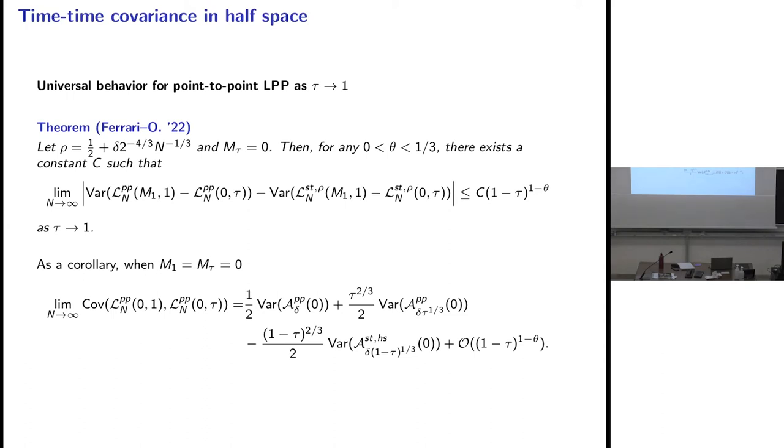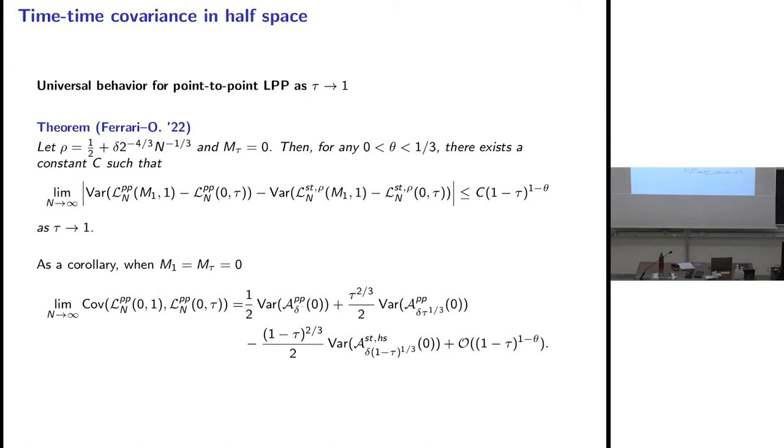So this would be a point-to-point LPP with weights of parameter rho on the diagonal, and this would be a stationary LPP with weights rho on the diagonal, one minus rho on the horizontal line. And this is true up to an error term, which is of order one minus tau to the one minus theta, for theta between 0 and 1/3. So it is bounded for tau going to one.